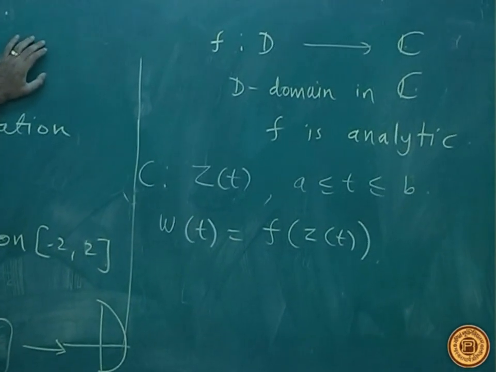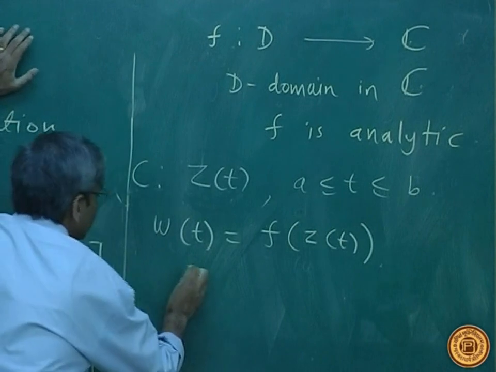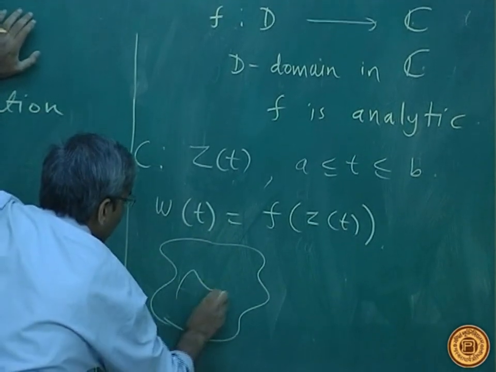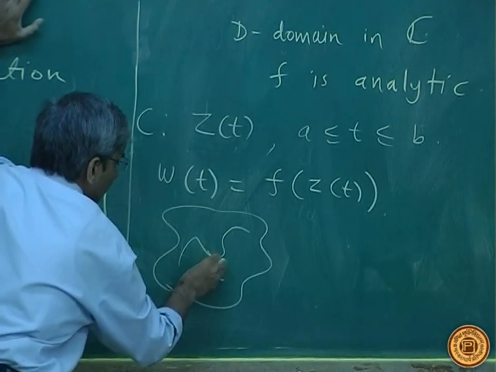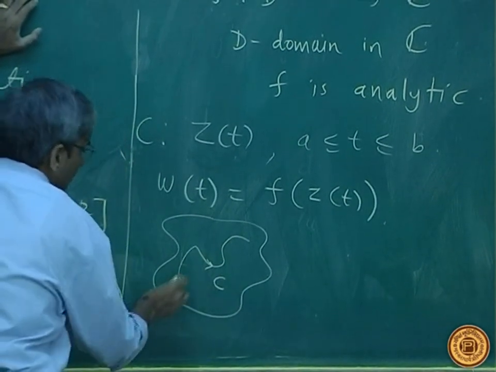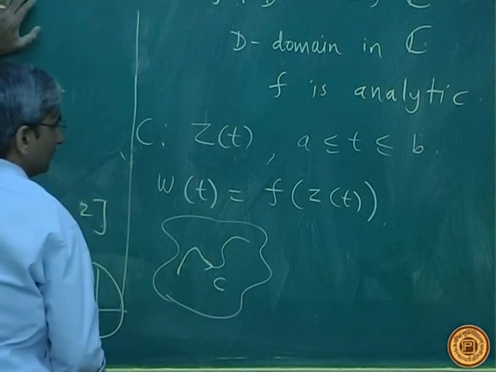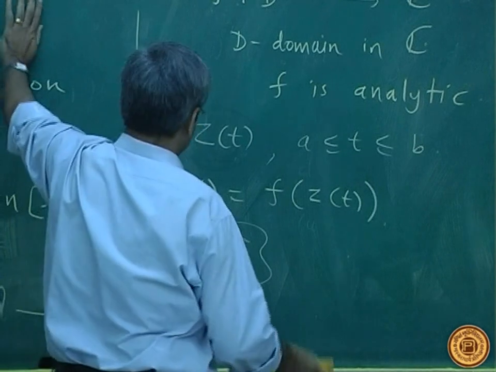Wt is f of zt. That means what you see in this picture. Suppose this is domain D and this is a curve in the domain D. So these points are zt actually. Alright, let me draw this picture here on the other board.